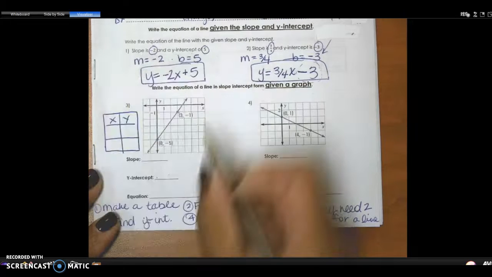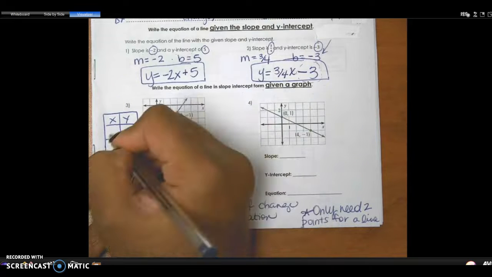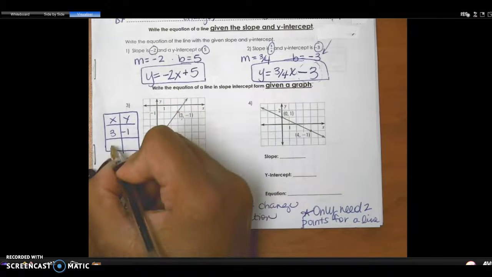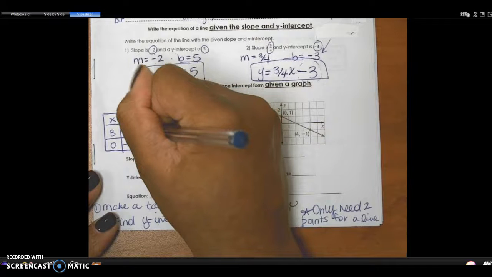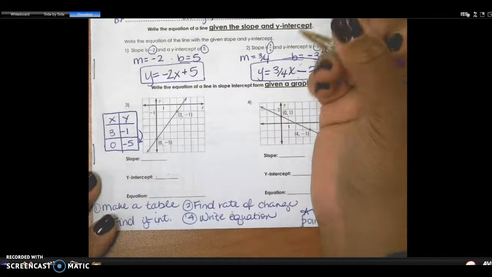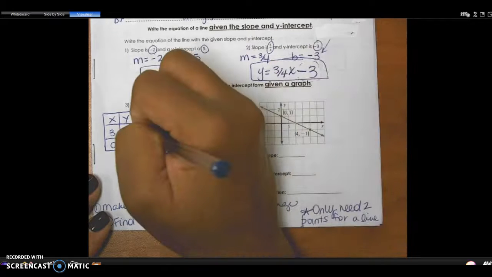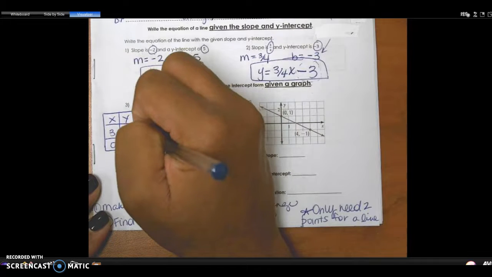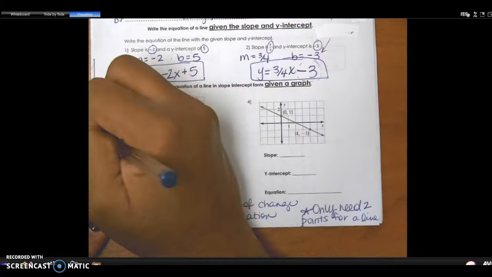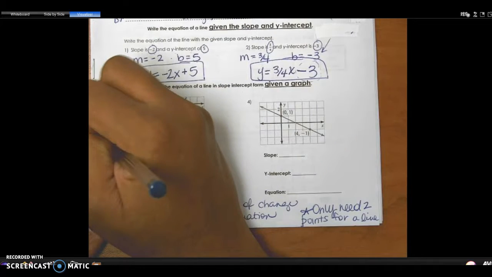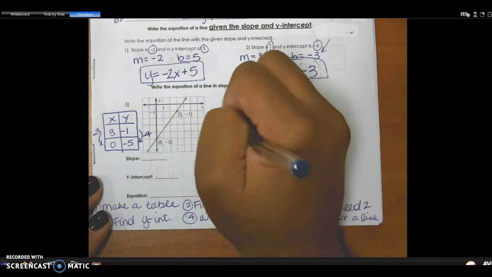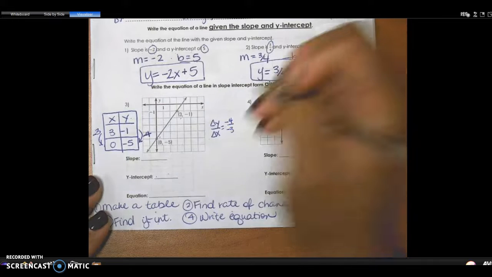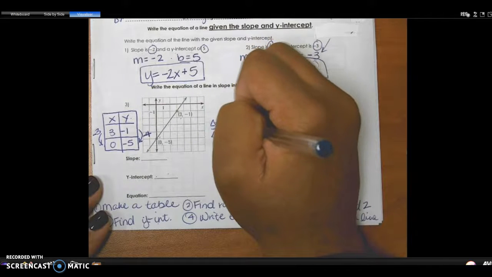x and y. So the first point that they give me is 3 and negative 1. And another point that they give me is 0, negative 5. From negative 1 to negative 5, I am subtracting 4. That is my change in y. And then from 3 to 0, I am subtracting 3. Delta y over delta x gives me negative 4 over negative 3. And a negative divided by a negative ends up being a positive, so this is just 4/3.